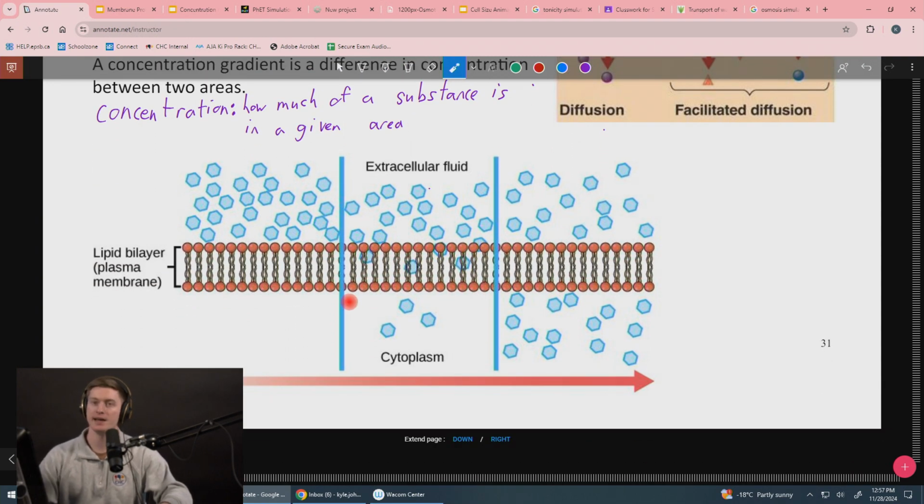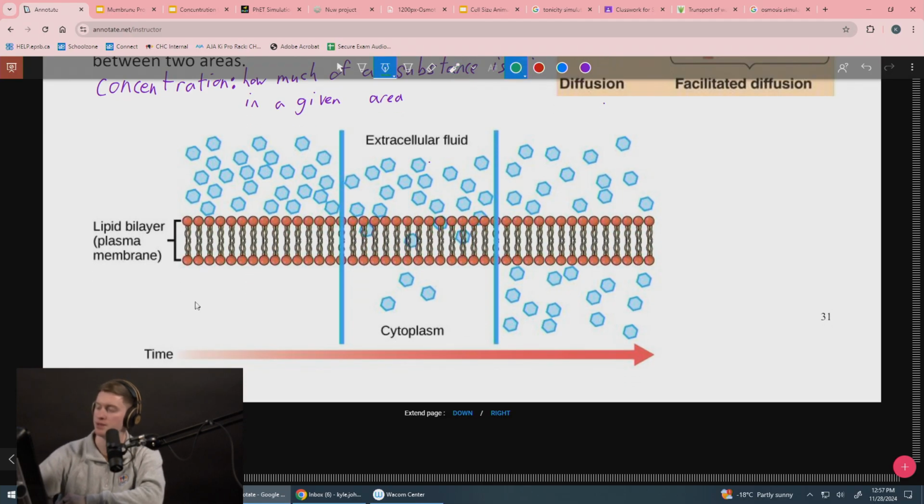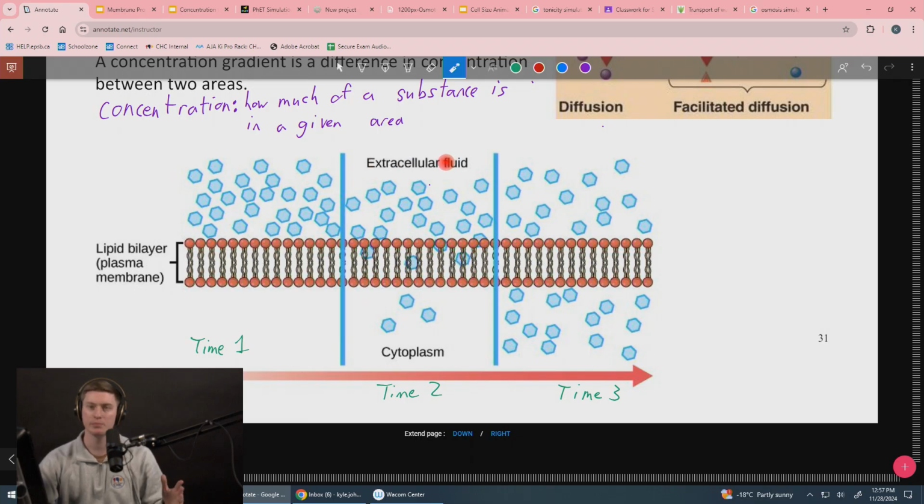Take a look at this diagram here. We're going to pretend that this is the same section of membrane in 3 different time periods. So this one here is going to be at time 1. This is at time 2. And this is at time 3. At the start, during time 1, there are no hexagons in the cytoplasm. And there are lots of these particles in the extracellular fluid. Extracellular means outside the cell.